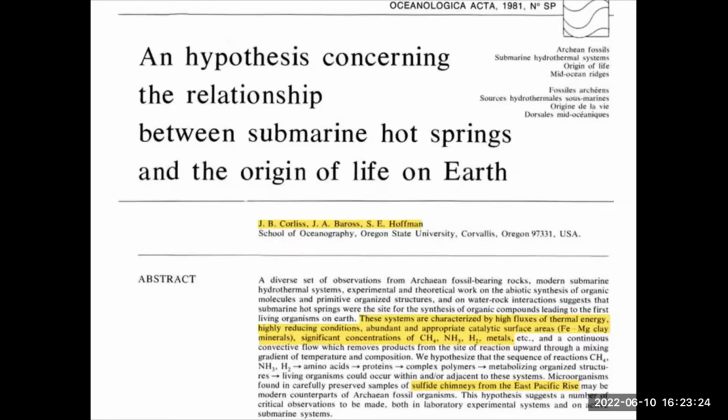So this is the first paper, which you can get on the internet, by those people who discovered the hydrothermal vents: Corliss, Barros, and Hoffman. And this is the first paper in which they related these submarine hot springs, as they called them, now we call them hydrothermal vents, with the origin of life. And they write, these systems are characterized by high fluxes of thermal energy, highly reducing conditions, abundant and appropriate catalytic surfaces with the different metals.